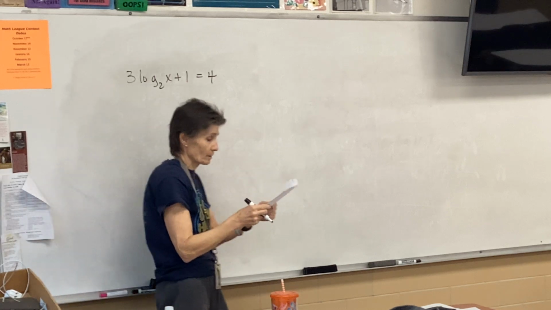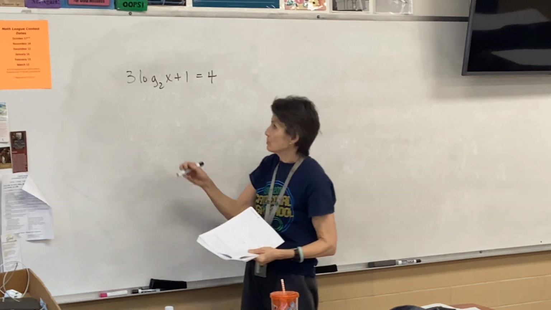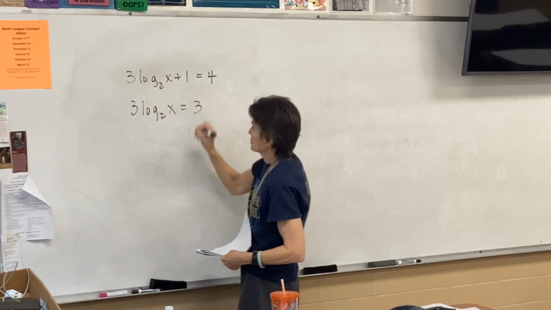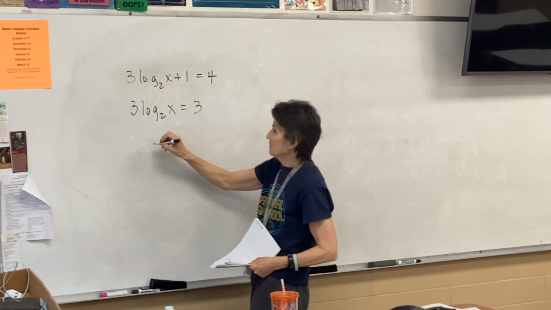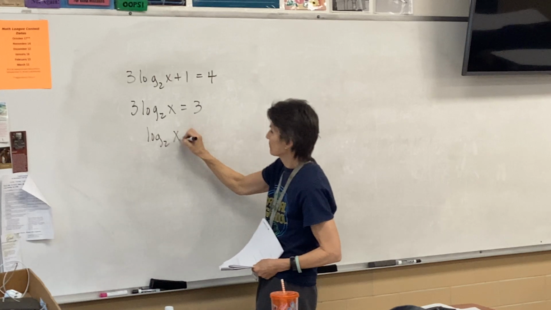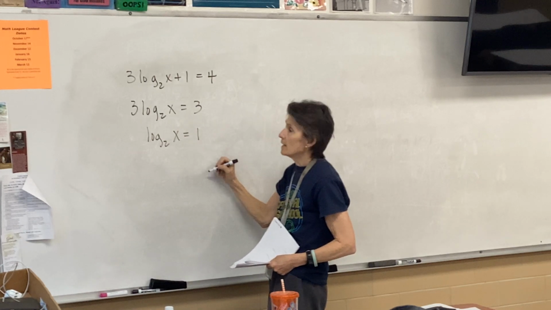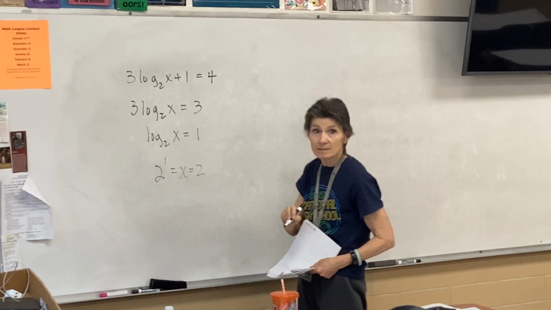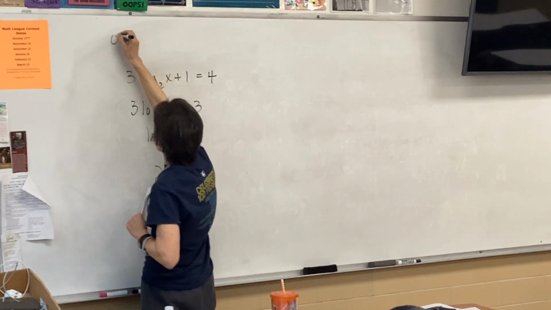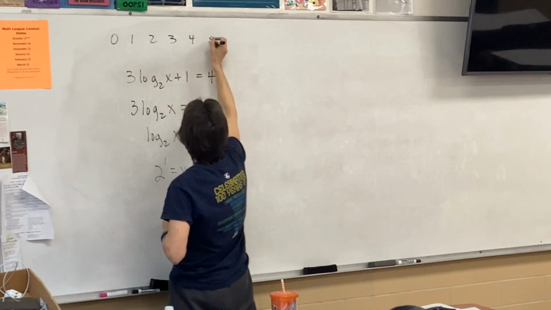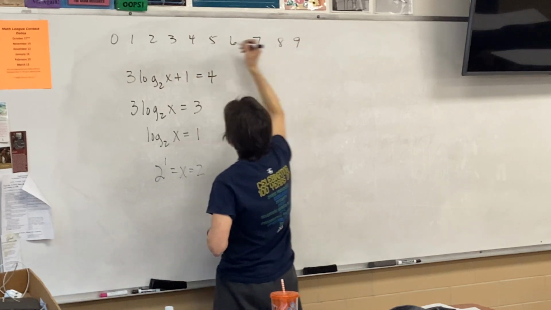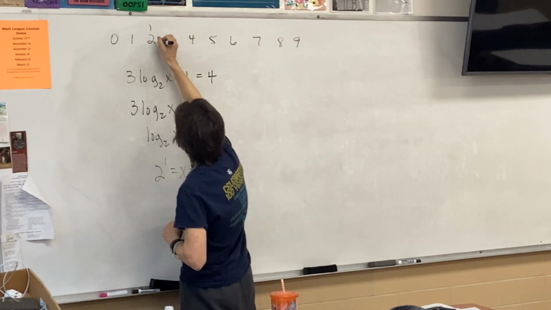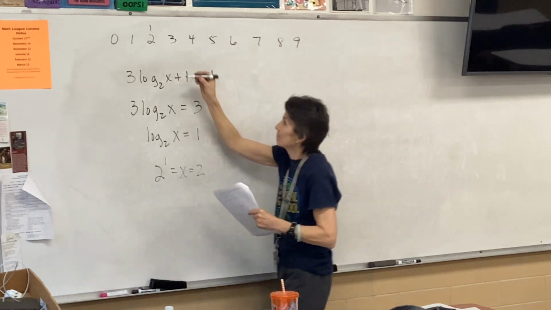Okay? So we'll subtract 1. I know you can do these on your own. Most of you are super good at this. We'll divide by 3 and log roll. So 2 to the first equals x. So that one is 2. Keep track here. All right, so that's problem number A.